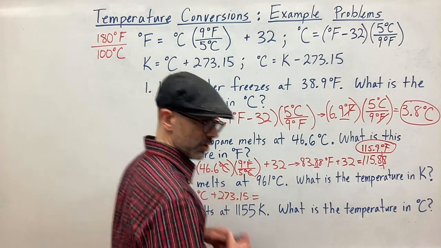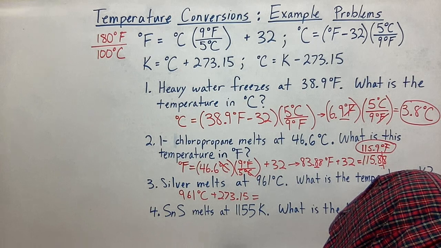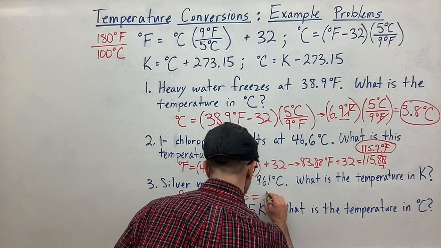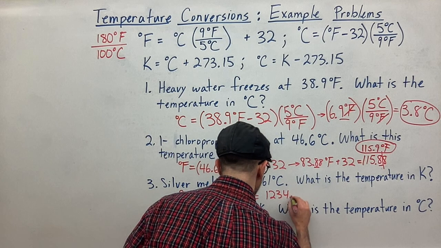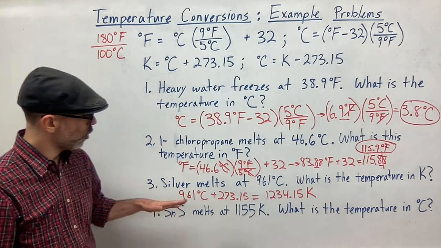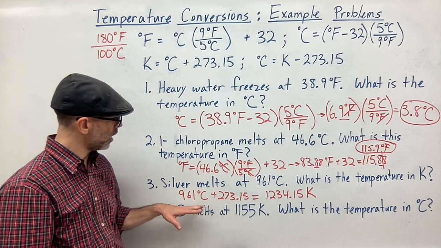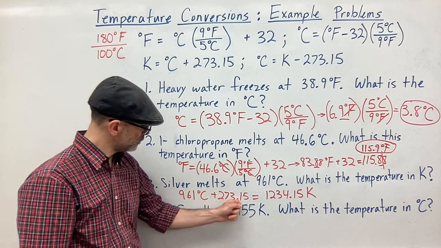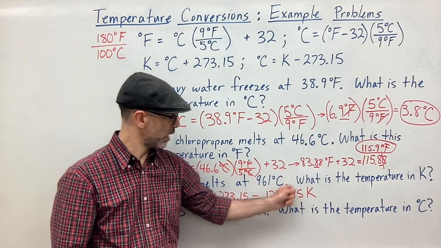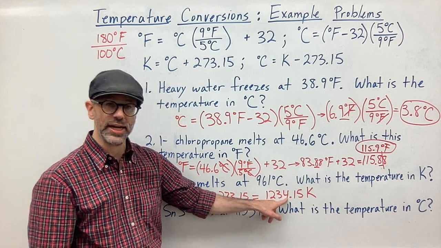So when I do that, I get 1234.15, and that's going to be Kelvin. Since I'm adding, I want to look at decimal places. Here I have 2 decimal places. Here I have 0. So my answer should not have any decimal places on it. So I would get rid of that. And since that's a 1, that 4 would not change. That would stay a 4.